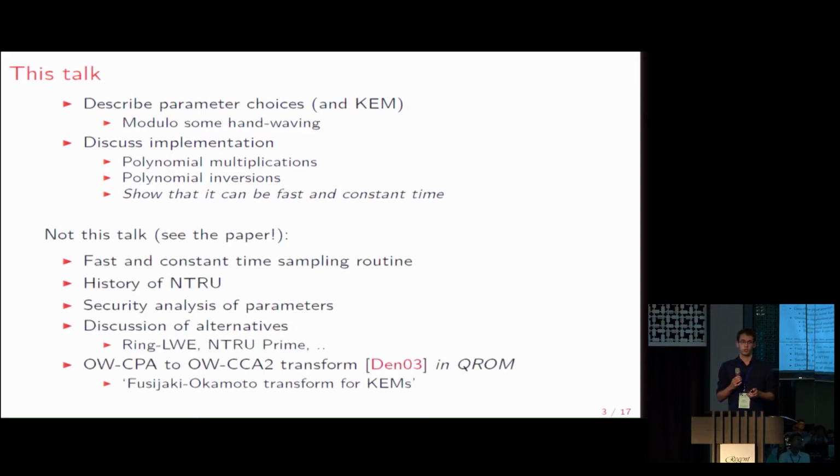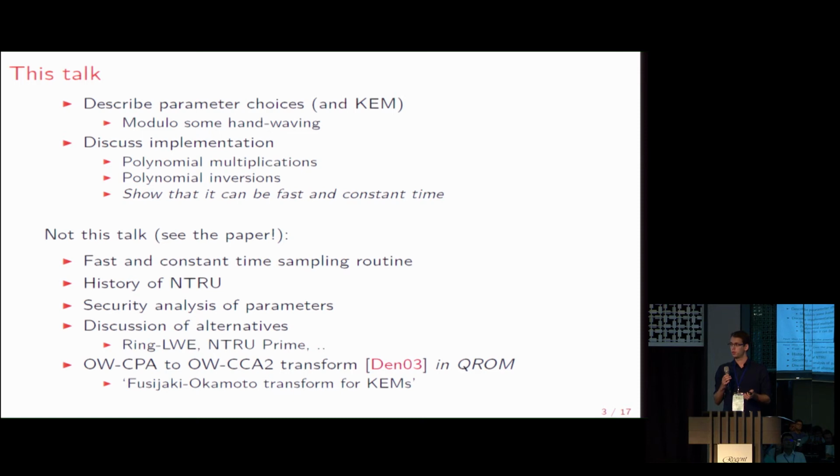This is all in the paper, so if you're interested in reading about the sampler or more context about NTRU, how we came to these parameters in more details, some of these other context things, read the paper. I'm not going to go into all these details here.